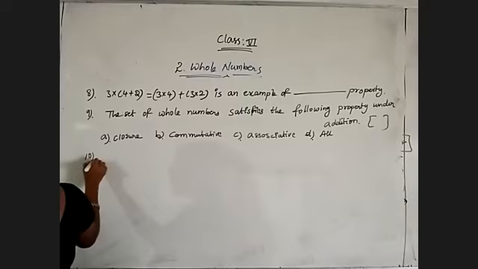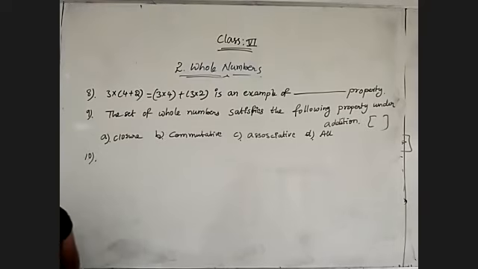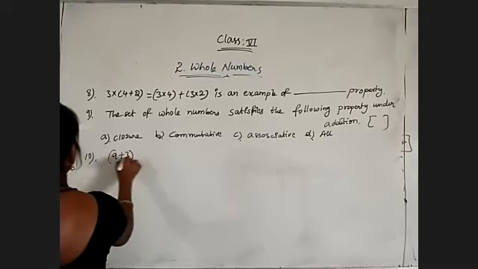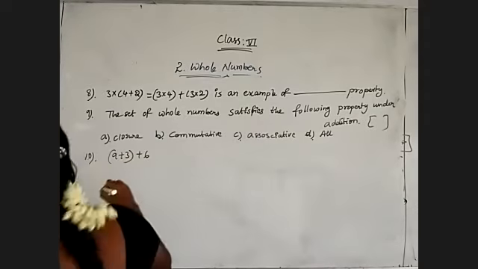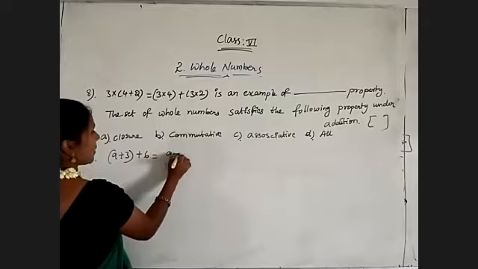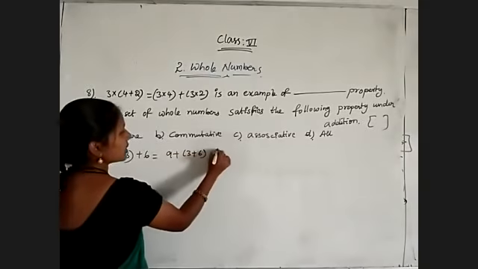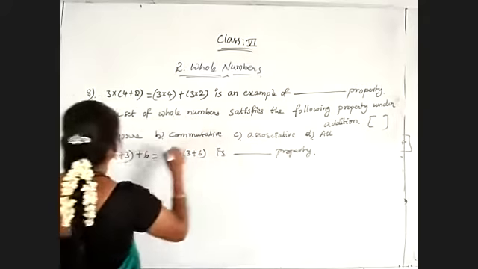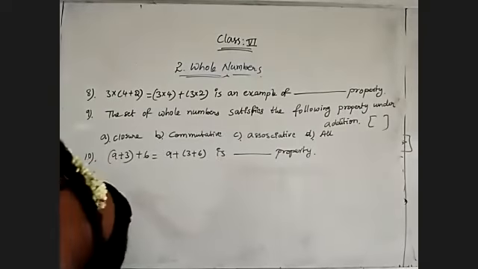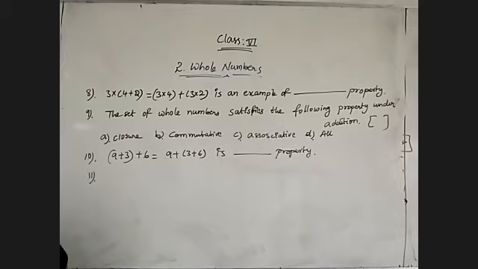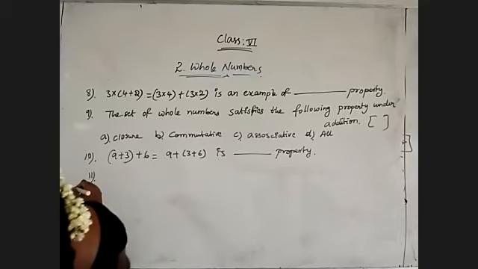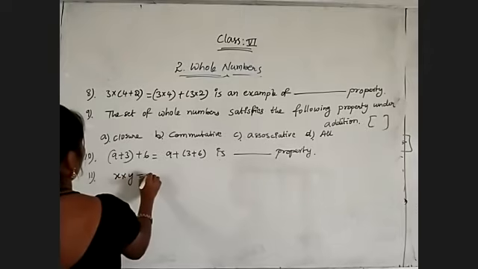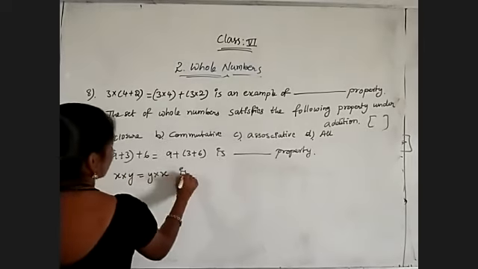And my next question is, 9 plus 3 plus 6 is equal to 9 plus 3 plus 6 is dash property. Is example of which property? Okay. Next, 11th question. X into y is equal to y into x is dash property.